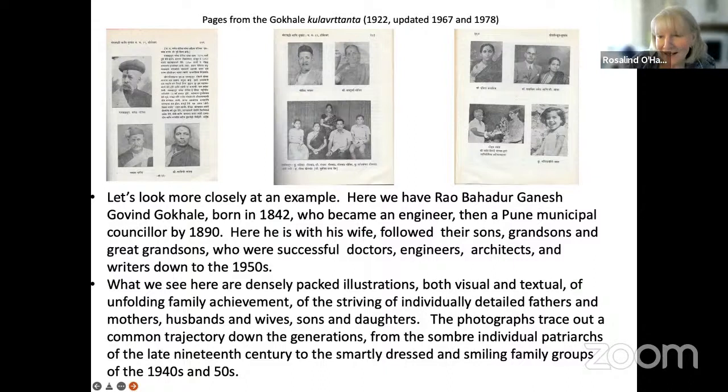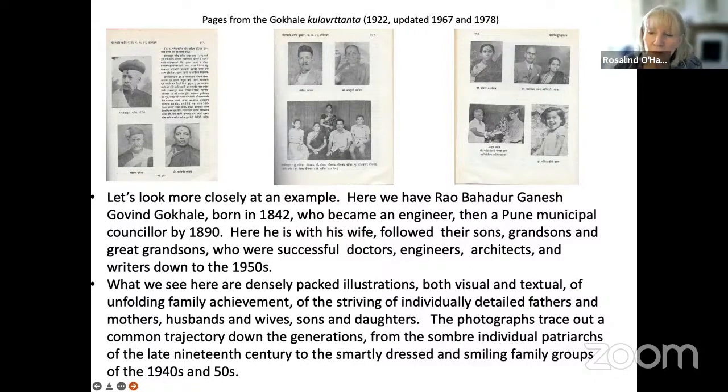And on the right-hand side, you have the next generation, all of whom are successful doctors, engineers, architects, and writers, right down to the nice little girl laughing there in the third image, who's clearly a little girl of perhaps 4 or 5 or 6, next to a family member who, I think, was receiving an award for a television program. So again, these are images of family success.